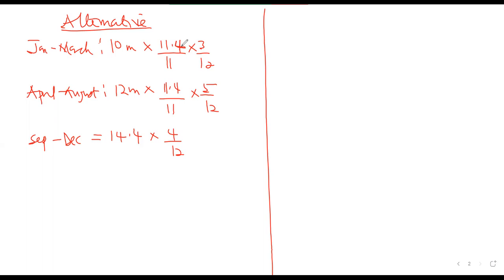So let's do it one by one and see. Let me do the last one. I'm having 14.4 times 4 over 12. I'm getting 4.8 for the last one. Okay. 12 million times 11.4 divided by 11, times 5 divided by 12. I'm getting 5.18. Okay. Let's come to the last one. 3.45. Let's put all together and see.